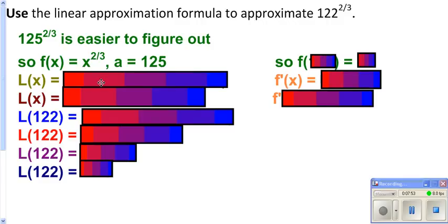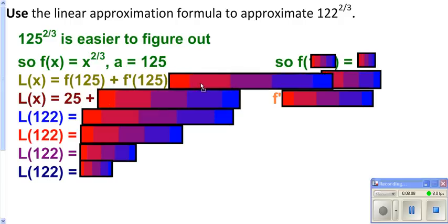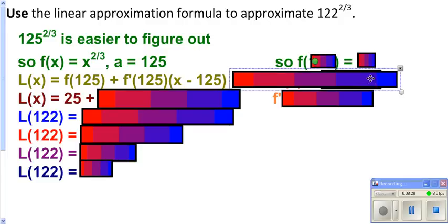So we're going to go ahead and use our linear approximation formula. So we'll go f of 125. So you put 125 in here, take your cube root. It's 5 squared, so you get 25. Then you got to go ahead and plug your 125 into your derivative. So you got to go ahead and find your derivative. And then you got to go x minus 125.